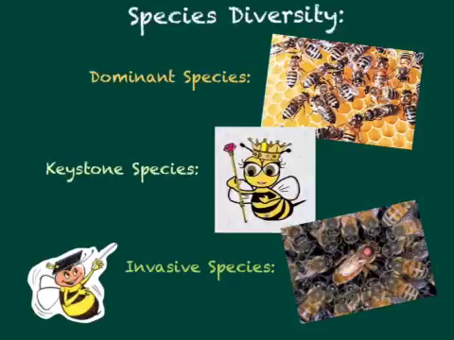Keystone species can be represented by the queen bee because if you remove the queen bee from her own species, then the whole colony can fall apart. And for the last one, these Africanized honeybees are invasive because they have invaded the southern part of the US.